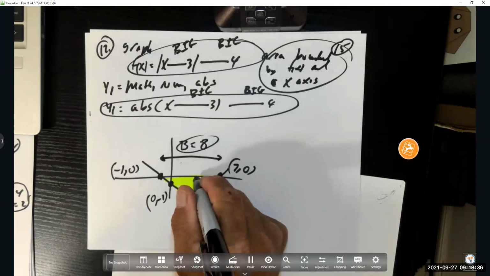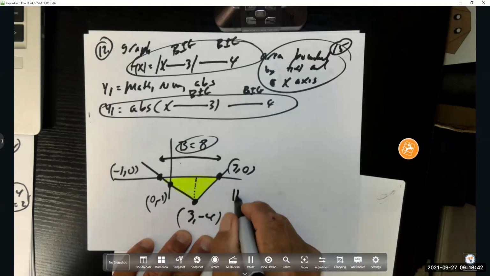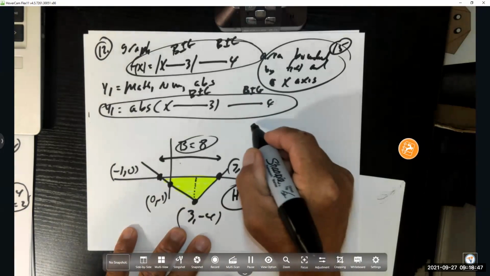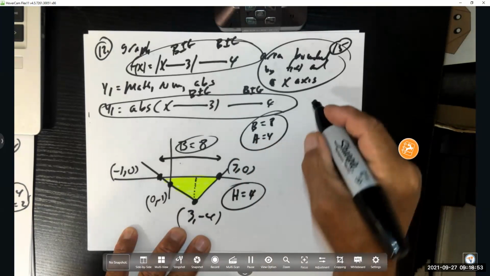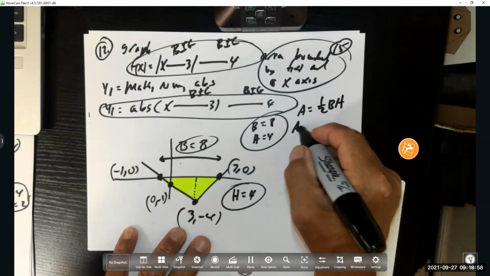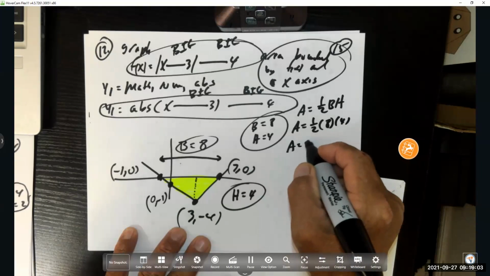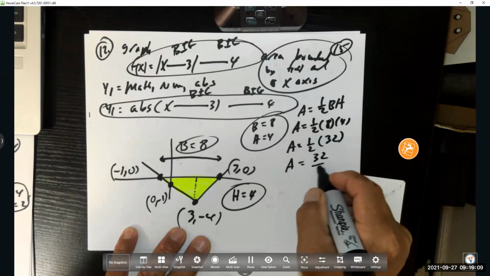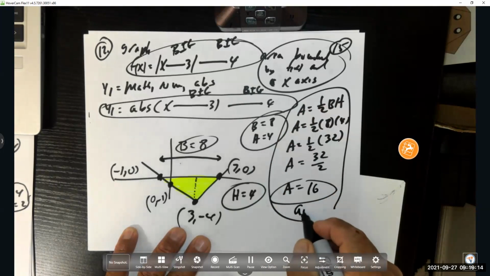Well, it's going to go 3 and then how many spaces down? Looks like it's 4, right? -4 spaces down. So the height in this case is just 4. You don't have to put the minus signs. Do I know the base? Yeah, the base is 8. Do I know the height? Yeah, the height is 4. So now area equals 1/2 base times height, like we did in high school, 9th grade. So 1/2, the base is 8, the height is 4. That's going to give you 4 times 8, 32. And 32 divided by 2 is 16.